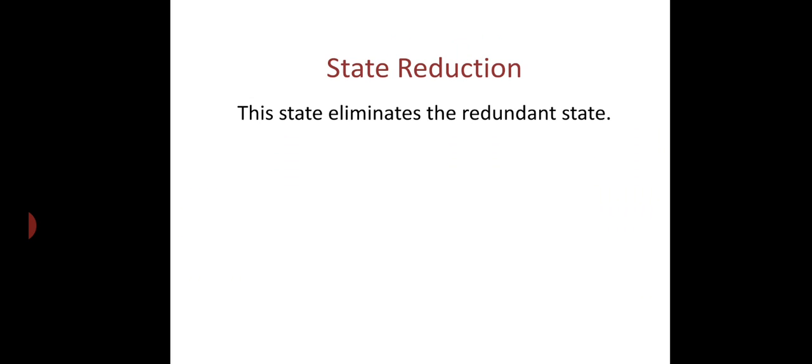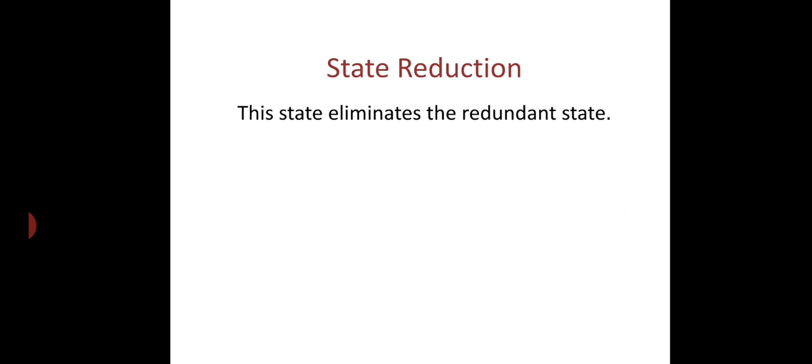Next is the state reduction. Basically, it means to eliminate the redundant states. By doing the state reduction, one can reduce the number of flip-flops and logic gates and ultimately reduce the overall cost of this particular circuit. For example, if two states are found to be equivalent, we can remove one of them without affecting the input-output relationship.